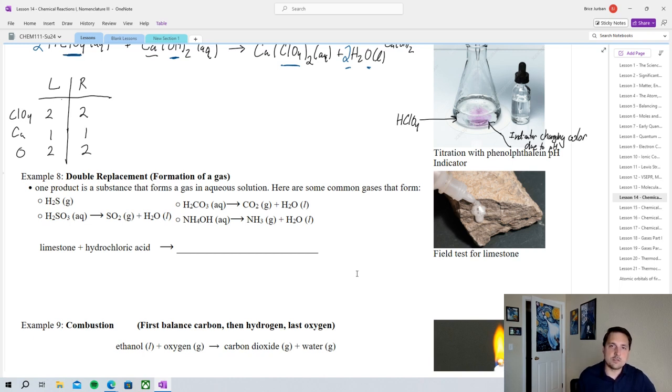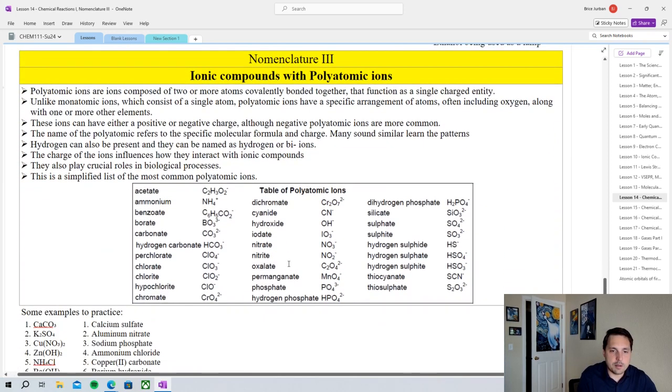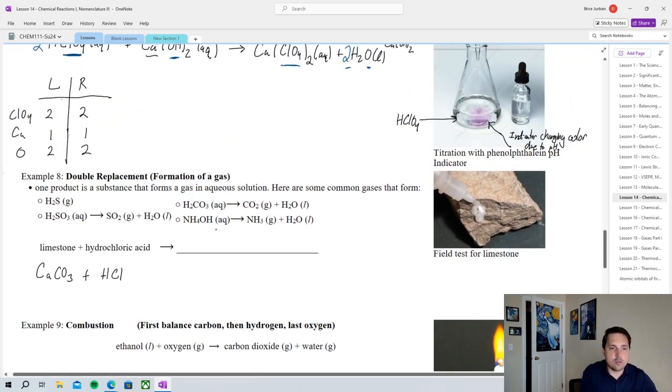And this is a good test for if we have some limestone, because some rocks don't react to acids and some do. So in this case, we need to know what the formula for limestone is. And limestone is calcium carbonate. And carbonate, CO3, is another polyatomic ion we'll talk about here, which has the formula CO3 2-. Okay, and then hydrochloric acid is hydrogen with chlorine. And here limestone is a solid, so let's go ahead and indicate that. Hydrochloric acid is an aqueous solution.